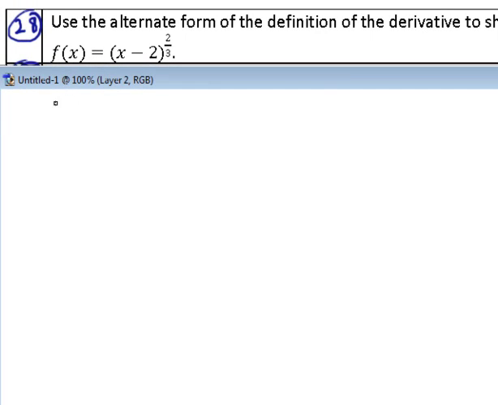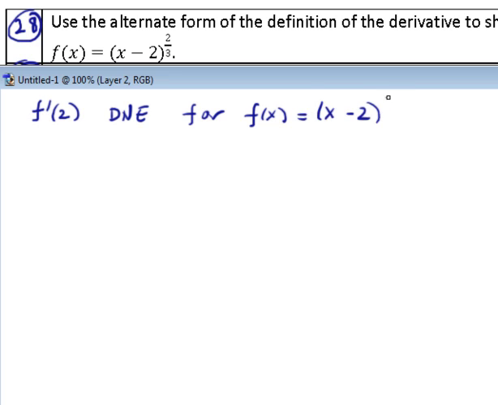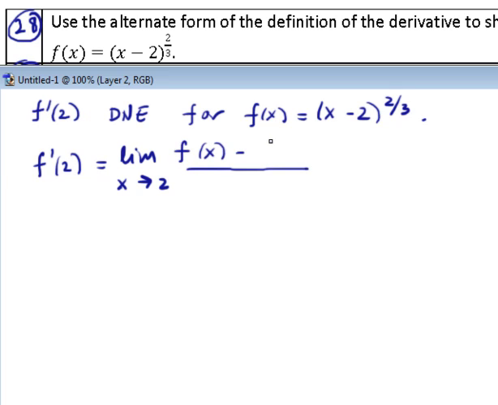In number 28, we want to use the alternate form of the definition of the derivative to show that f prime of 2 does not exist for f of x equal to (x minus 2) to the 2/3. All right, alternate definition: f prime of 2 is the limit as x goes to 2 of f of x minus f of 2 over x minus 2.